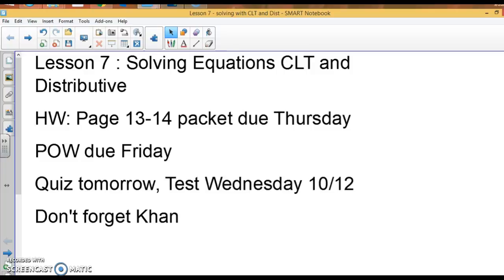Today I'm talking about Advanced Pre-Algebra, Unit 2, Lesson 7, solving equations with combining like terms and the distributive property. The homework that goes with that is pages 13 and 14. We have a quiz tomorrow, which is Wednesday, 10-12. Don't forget about the time.